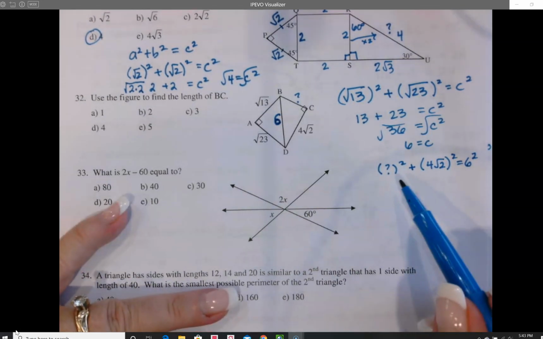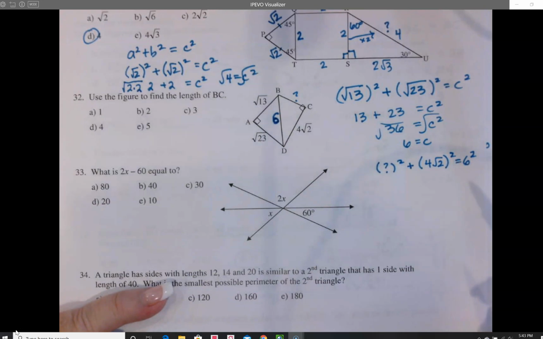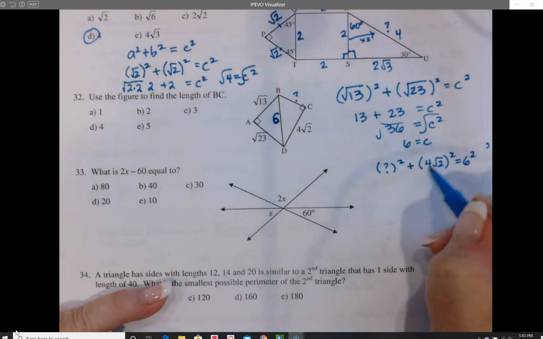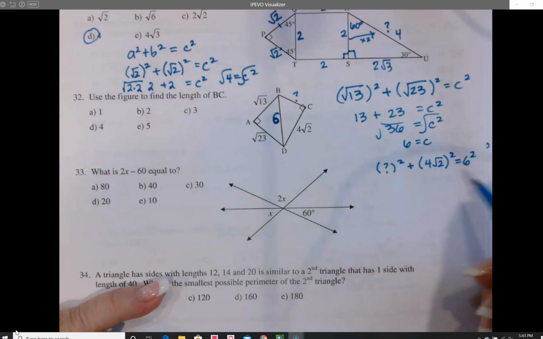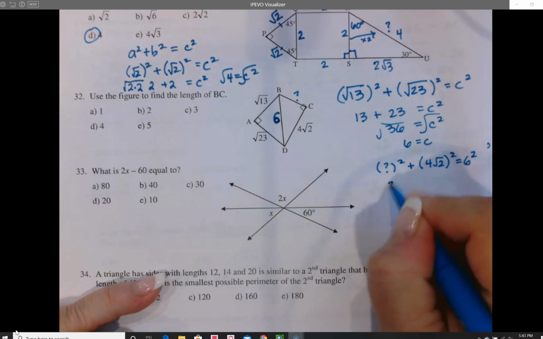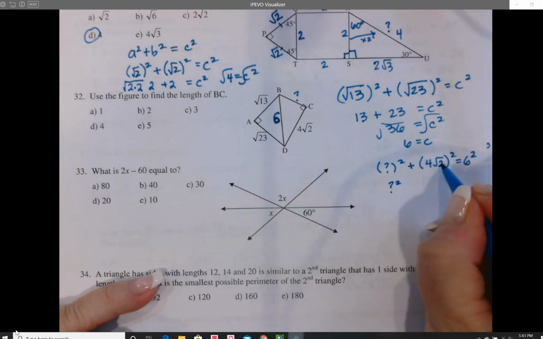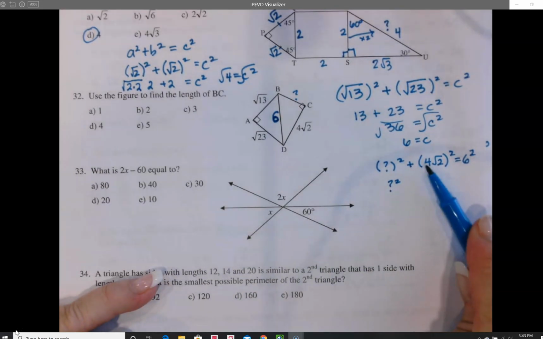And you know, before we study the Pythagorean theorem, we're going to do a whole unit on radicals. You can do this in the calculator. It's just, if you know the rules of radicals, you can do it in your head as well. So I've got question mark squared, and then 4 square root of 2 squared is like doing 4 times 4 and square root of 2 times square root of 2. So 4 times 4 is 16.